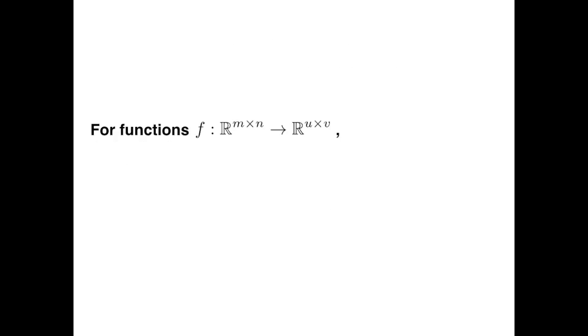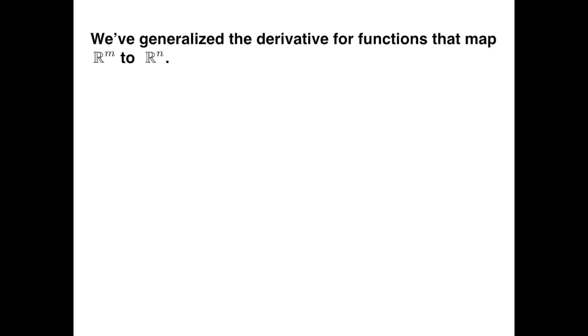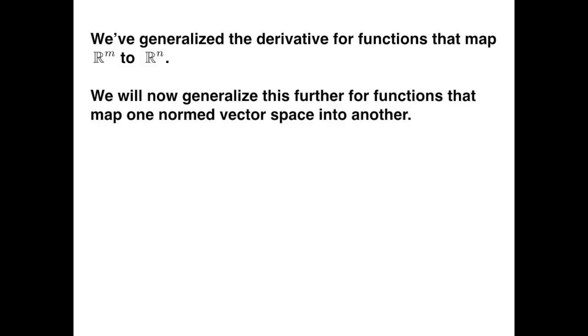What about functions that map matrices to matrices? So here we're discussing functions f that map real matrices of size m by n to real matrices of size u by v. In this case, our definition of the derivative is not applicable. We've generalized the derivative for functions that map Rm to Rn. We will now generalize this further for functions that map one normed vector space into another.